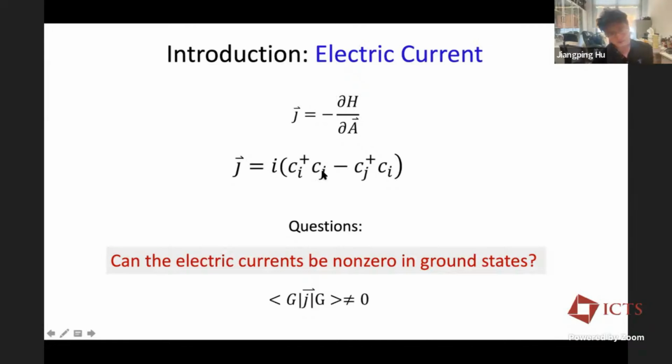So for condensed matter physicists, we are really interested in the question of whether the electric current can be non-zero in a ground state. That's the key question we try to address, and this is the main topic we will focus on in this talk.